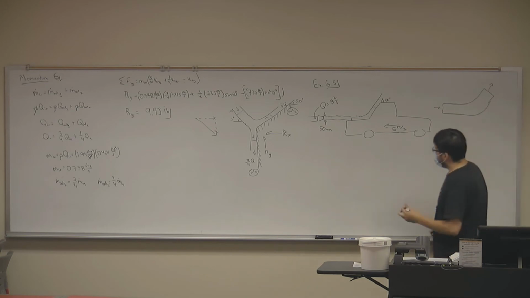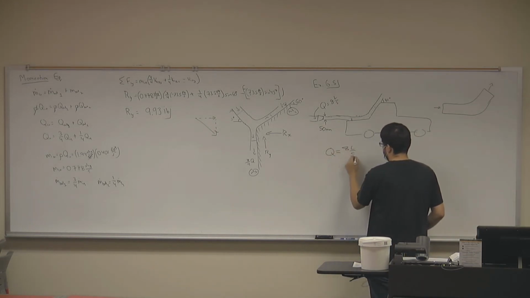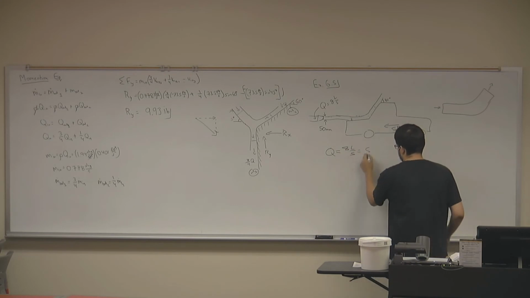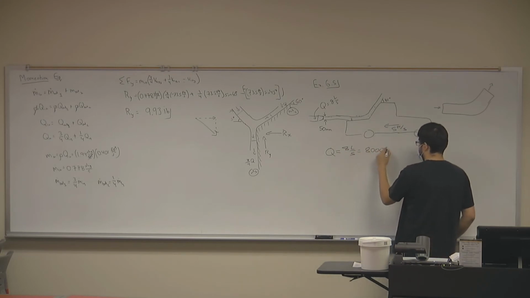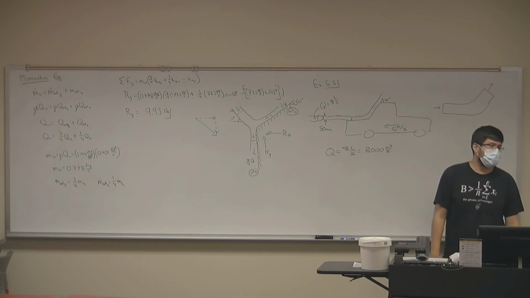Good. So we got our flow rate, our flow rate of 8 liters per second. Can somebody convert that to cubic meters per second? 8,000. 8,000? Okay. It's the other way around. 0.00. Who said 8,000? I did.